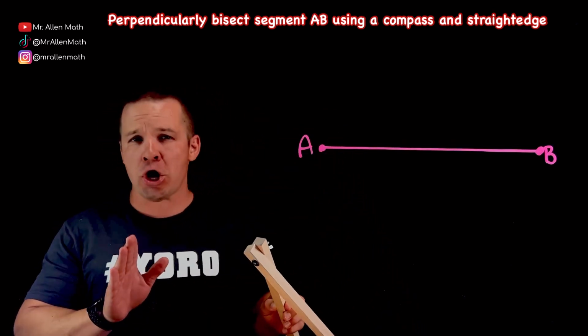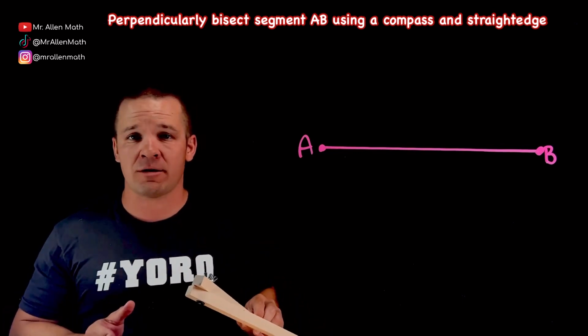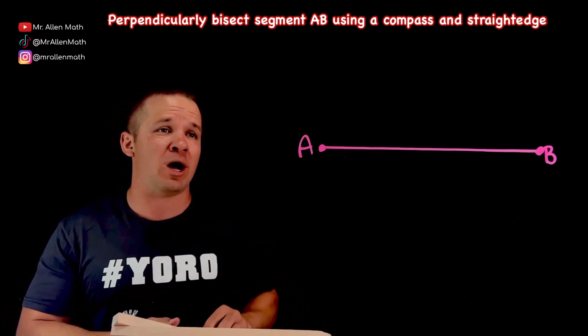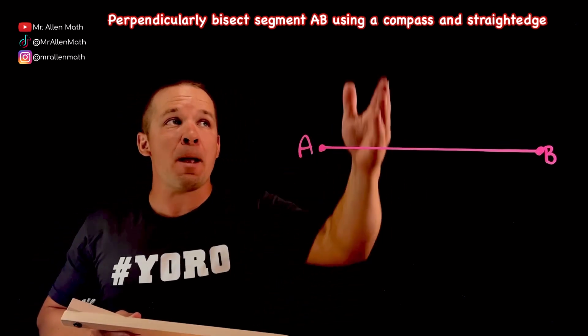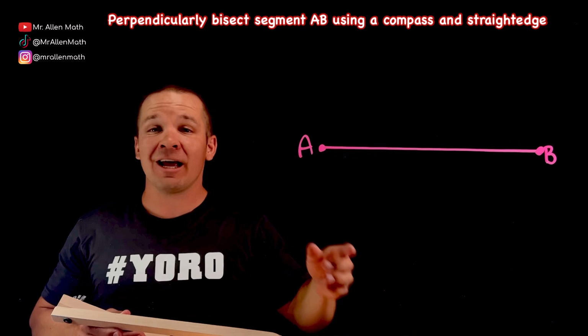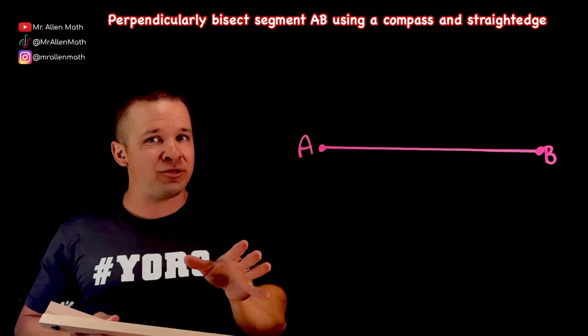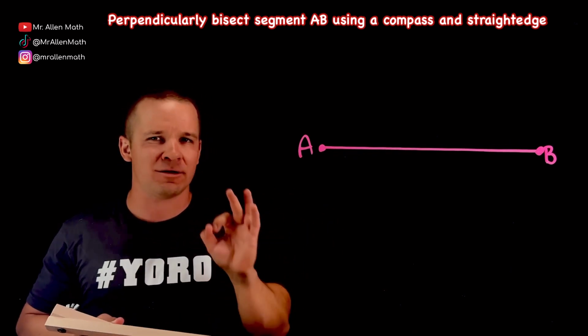Now, the nice thing about knowing how to construct a perpendicular bisector is if you can do that, you get a few other things as well. One is finding the midpoint of a segment. I can also construct a bisecting segment here, and I can even construct a right angle. So if you know how to construct a perpendicular bisector, it gets you a whole lot.